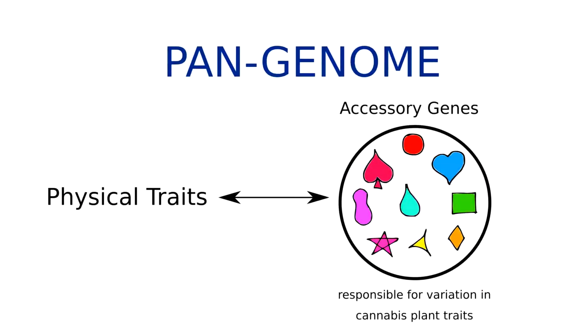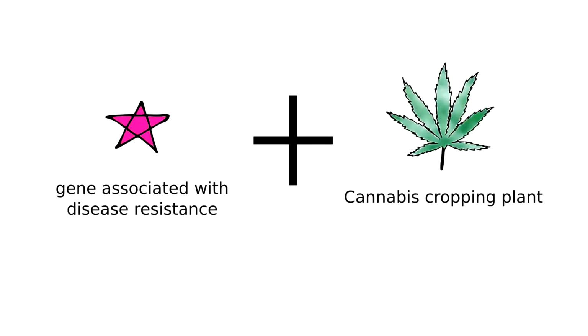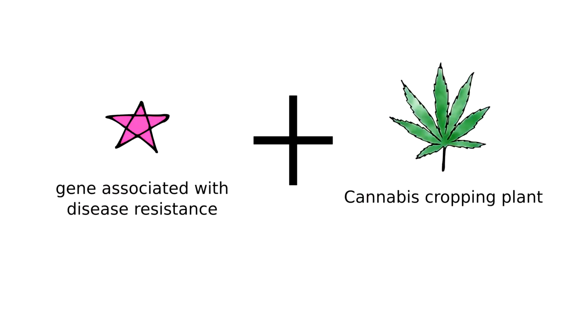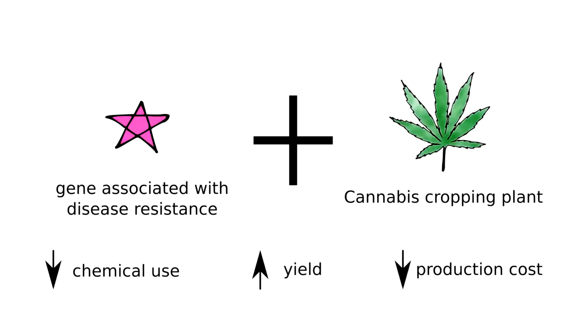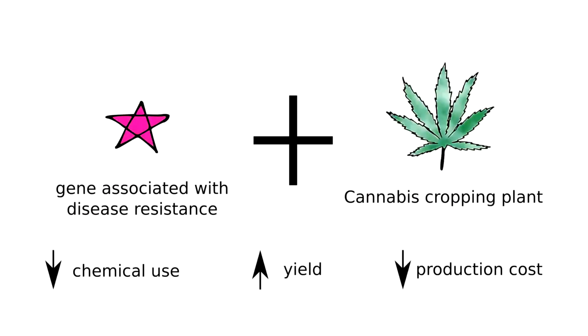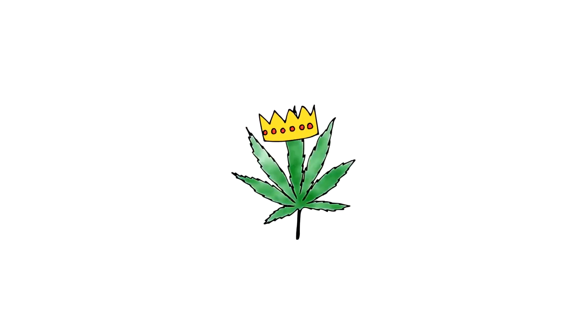The type of pangenome I'm building is particularly well suited to finding out which physical traits are associated with which genes, and this has a huge amount of value. By knowing which genes cause a specific trait, we can then breed plants with combinations of desirable traits. For example, if we were able to identify a gene that improves disease resistance in cannabis, we could then introduce that gene into a fibre cropping plant, which could reduce the requirement for chemical use on the crop, potentially increase crop yield, and overall reduce the total cost to grow the crop. While this might sound like fiction, it's entirely possible, and a pangenome is a great place to start.